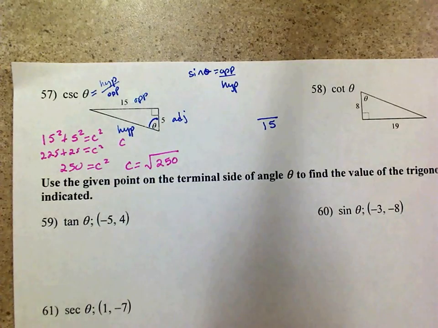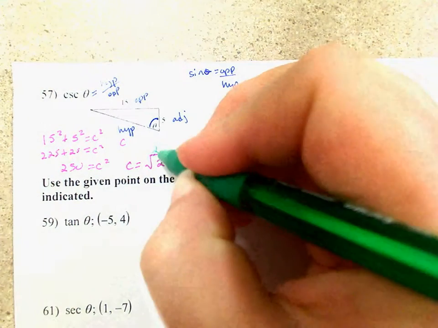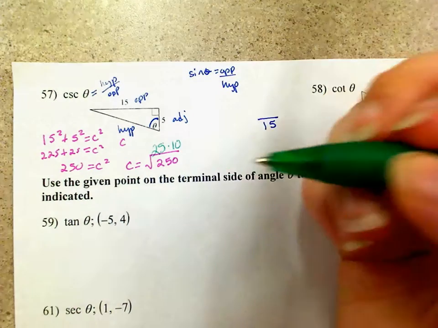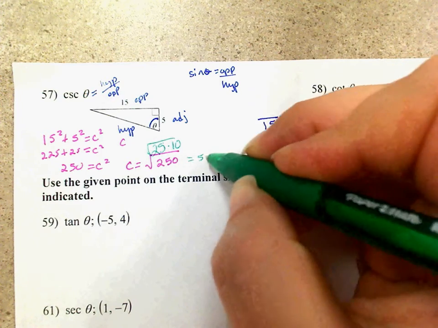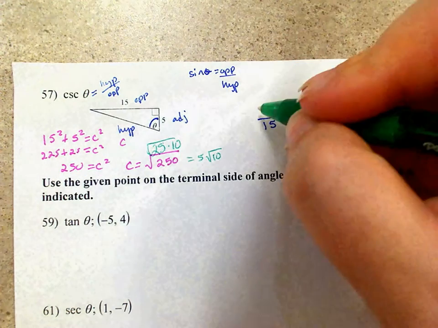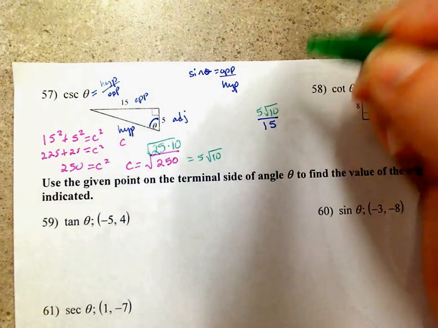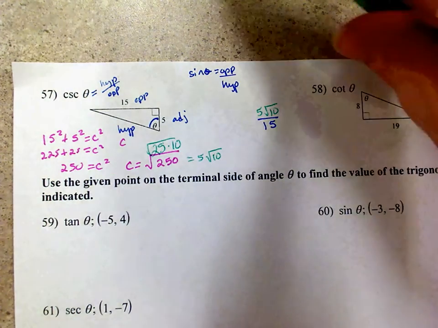So when I think about what perfect square goes into 250, an obvious answer is 25. 250 is 25 times 10. So if this is 25 times 10, then that would mean that this is 5 square roots of 10. So the hypotenuse is 5 square roots of 10. I'm going to put that right here because my answer is hypotenuse over opposite. So 5 square roots of 10 over 15.